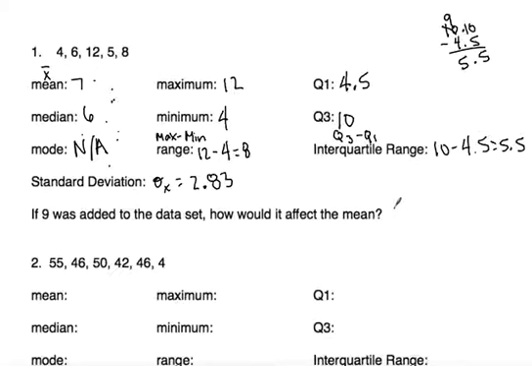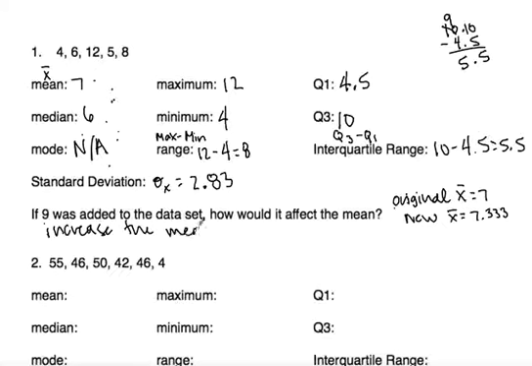So the original X bar is 7. The new X bar is 7.333. So how would it affect the mean? It would increase the mean by 0.3 repeating. And remember, to represent 3 repeating, we can put that line over top of it.